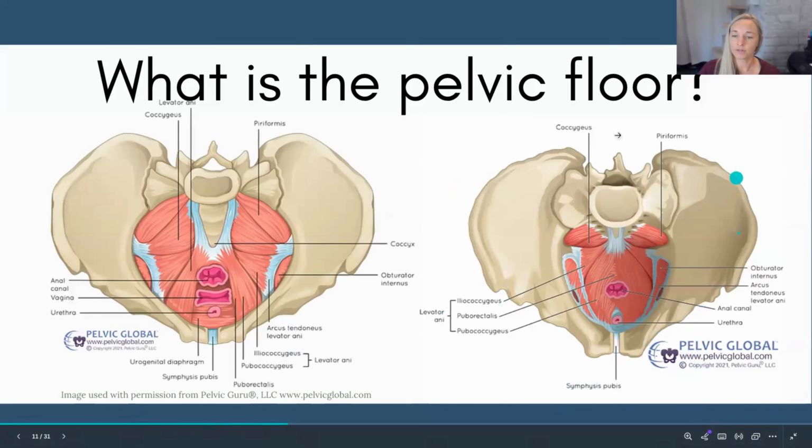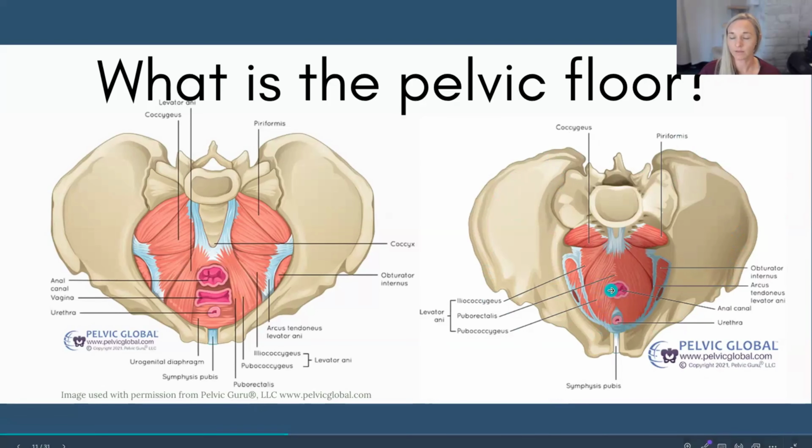In this slide, I wanted to show an assigned male at birth. We've got the urethra and the anal canal as well, and everything in red is the pelvic floor muscles. Assigned males at birth have a similar orientation as females. As far as the muscles go, they are the same. There's just no vaginal canal.